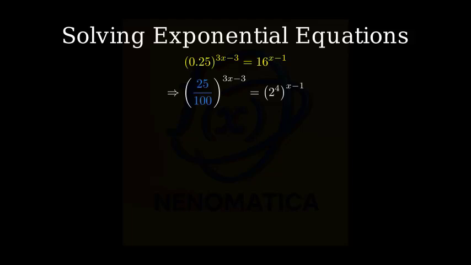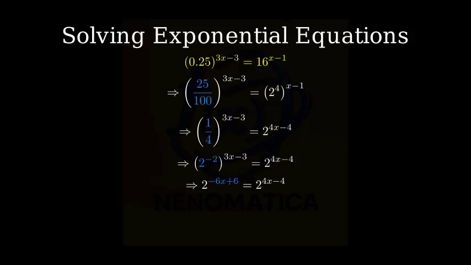0.25 equals 25 over 100. Next, let's simplify the fraction 25 over 100. This equals 1 over 4. We can rewrite 1 over 4 as 2 raised to the power of negative 2. This will help us since we're working with exponential equations.